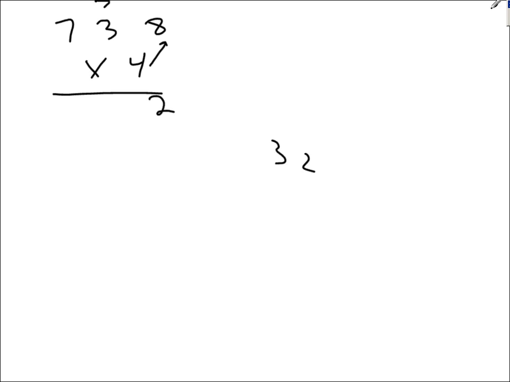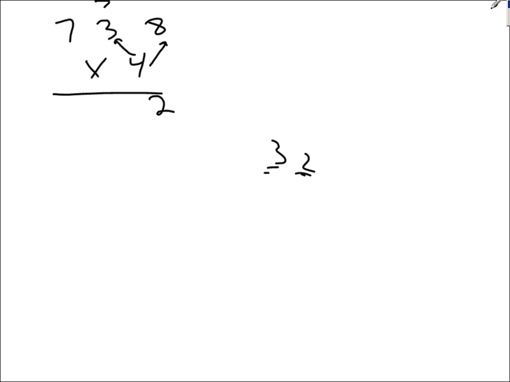Let's talk about multiplication of whole numbers. Suppose you were asked to multiply 738 by 4. Well, you should do 4 times 8, which is 32. You bring down the 2, and you carry over the 3.